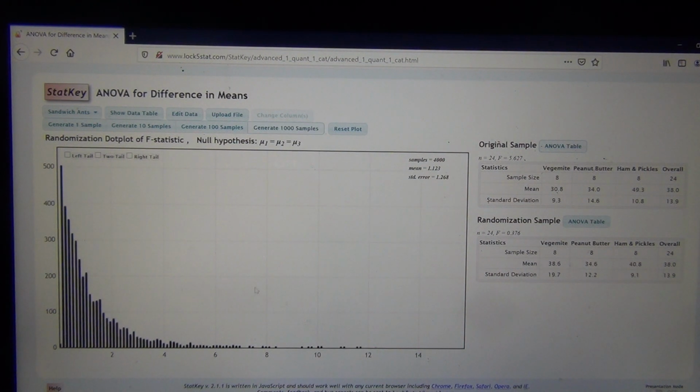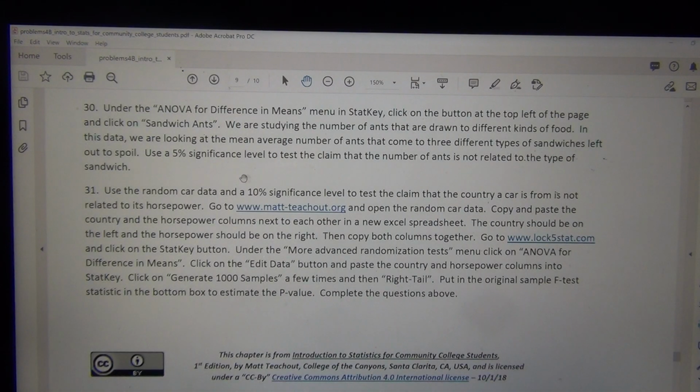We can see right away that the F distribution looks very skewed right. Yeah, so there's our F distribution, looks very skewed right. And again, where it says randomized sample, these are just the information on each of these F test statistics. Now the problem said that they want us to use a 5% significance level.